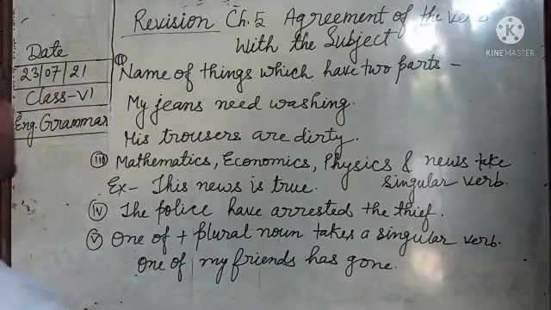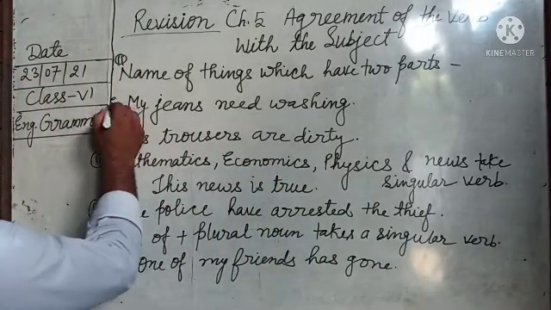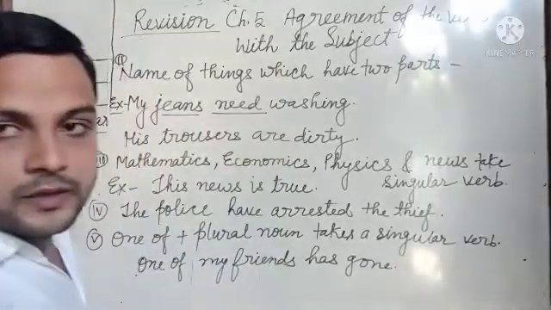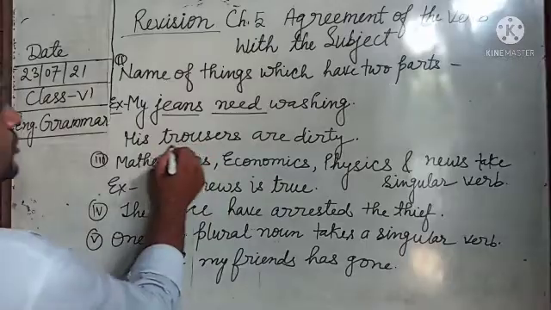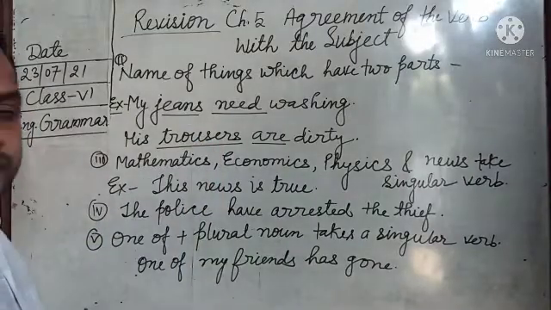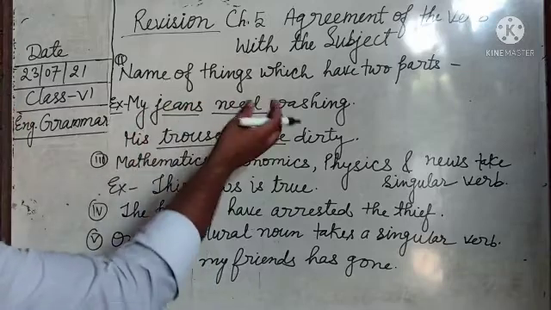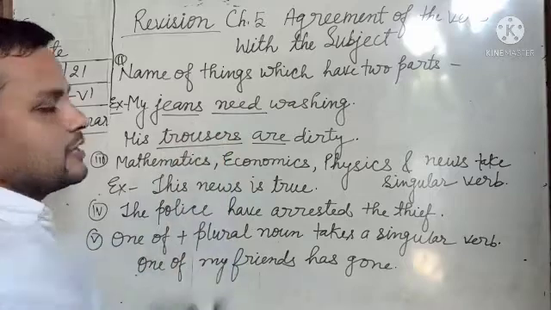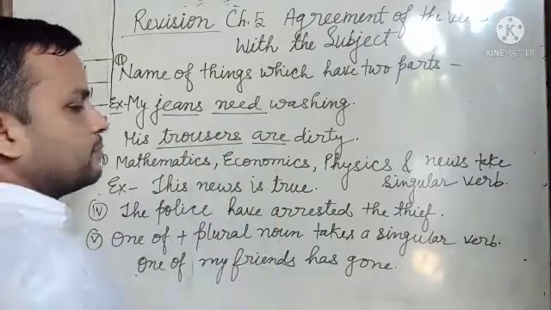For example, my jeans are neat, his trousers are. So jeans and trousers have two parts, and that's why they are plural, and so they take the plural verb.